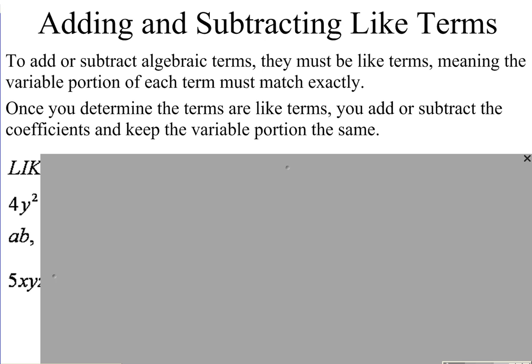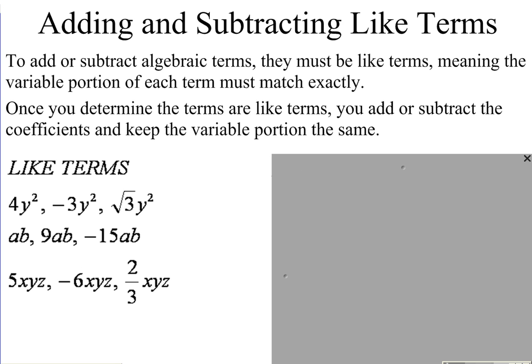So here are some examples. Let's look at the like terms first. Each row here represents like terms. 4y squared, negative 3y squared, root 3 y squared. All of those are like terms because the variable part, the y squareds, match up. If we wanted to add or subtract these, I would simply add or subtract the coefficients and keep the y squared the same. Second row, ab, 9ab, negative 15ab are all like terms. The reason they're like terms is because the ab, the variable part, matches exactly. If we were going to add or subtract these, I would add or subtract the 1, the 9, and the negative 15, the coefficients, and keep the ab the same.